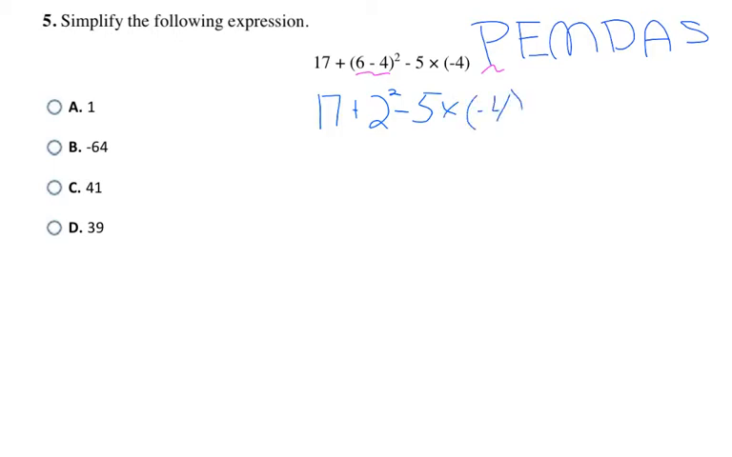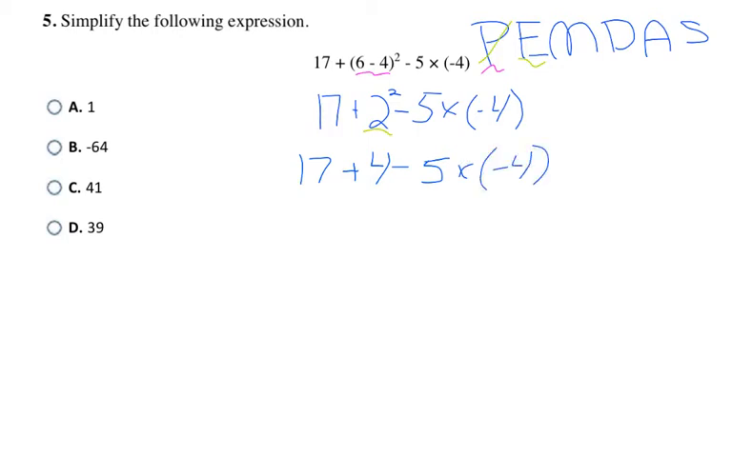Now these parentheses around the negative 4, they're not there to isolate an operation such as adding, subtracting, multiplying, and dividing. They are there just to keep the negative with the 4. And so they're not counted in with the P. So I'm done with parentheses, and now I'm going to look for exponents. I have an exponent here. So 2 squared is 2 times itself. So 2 times 2, which is 4. So I'm going to have 17 plus 4 minus 5 times the negative 4.